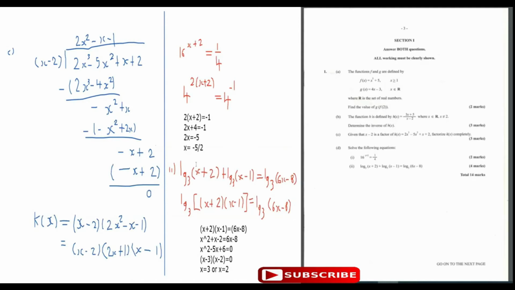You can check it for 2 as well. So nice and easy. This question solved. That takes care of question 1.